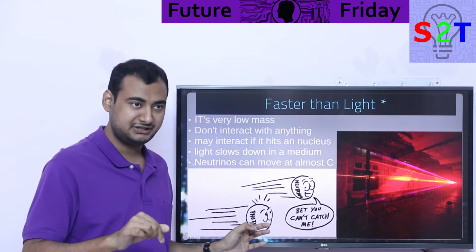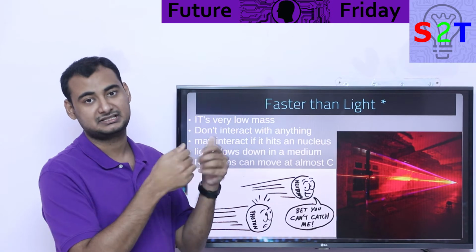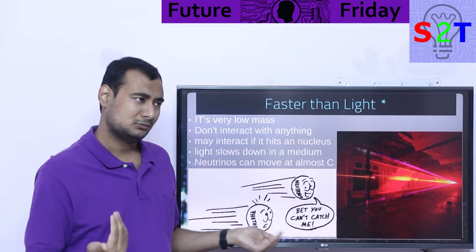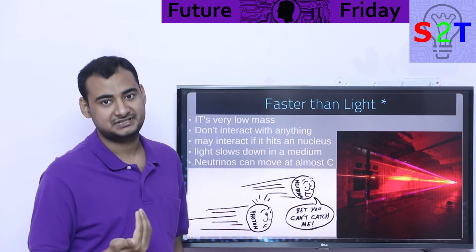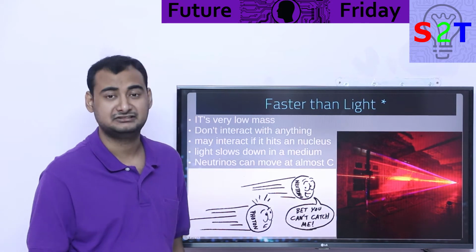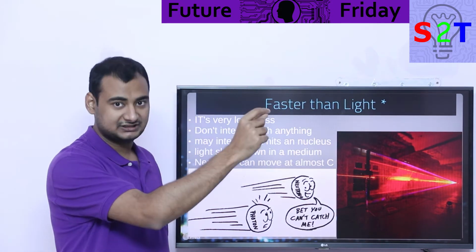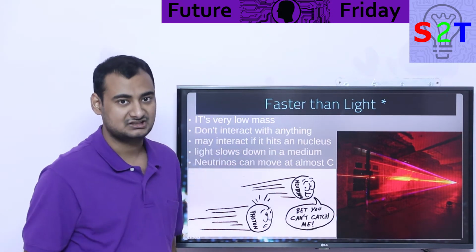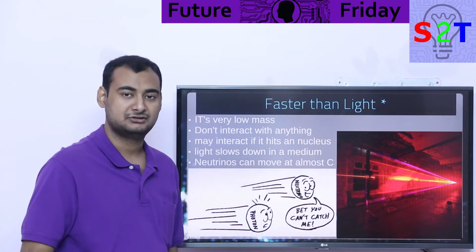Light will slow down in a medium, but if you fire both of them in, let's say, raw vacuum space, they will travel at almost the same speed. But again, neutrinos will be a bit slower. So if you fire them for, let's say, 10 trillion light years, for that distance you will find photons will reach first, and a few seconds later neutrinos will reach.